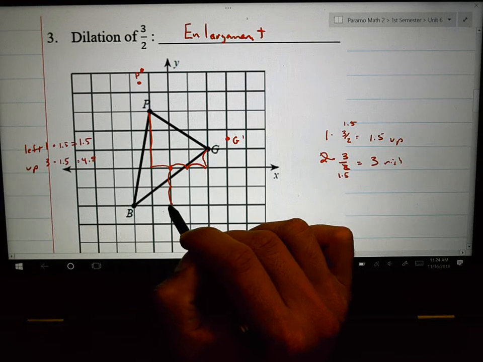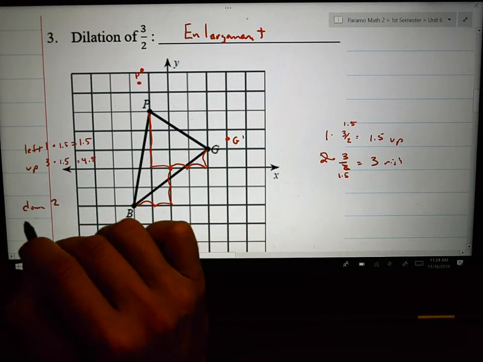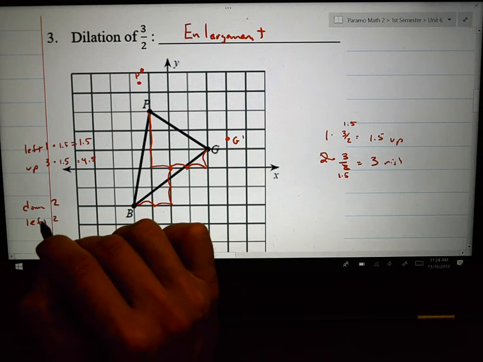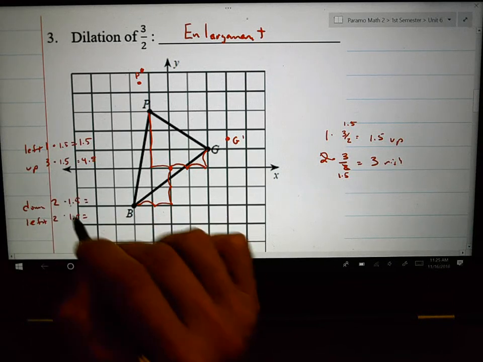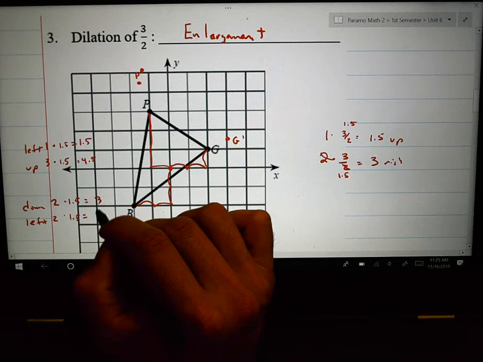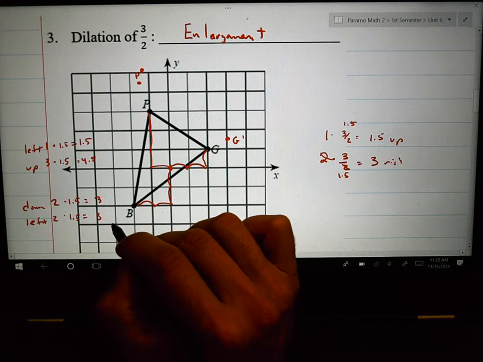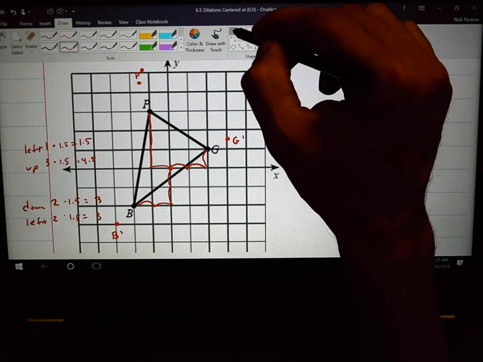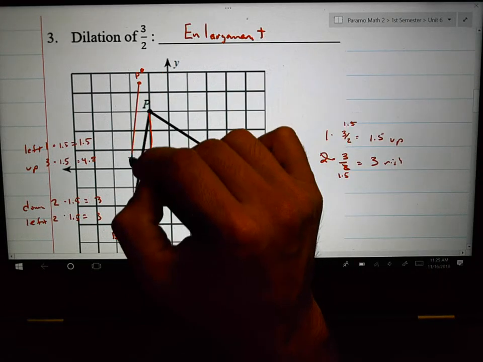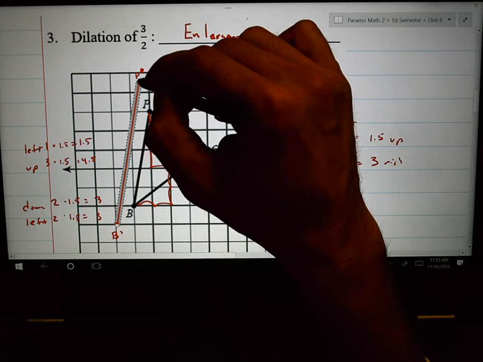Now I'm going to do the same thing for B. Down 1, 2, to the left 2, down 2, left 2. Multiply that by 1.5. And what you'll get is down 3, left 3. Use my ruler.